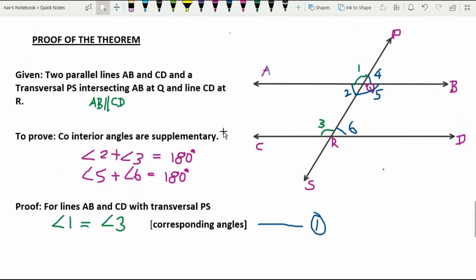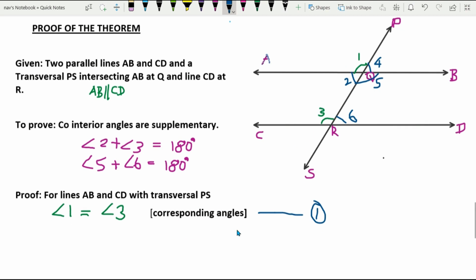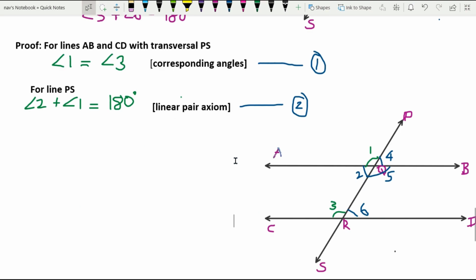For the lines AB and CD with transversal PS, angle 1 equals angle 3. What's the reason? They are corresponding angles. When the lines are parallel, the corresponding angles will be equal. So angle 1 will be equal to angle 3. The reason is the corresponding angles axiom. Let us denote it as equation 1.